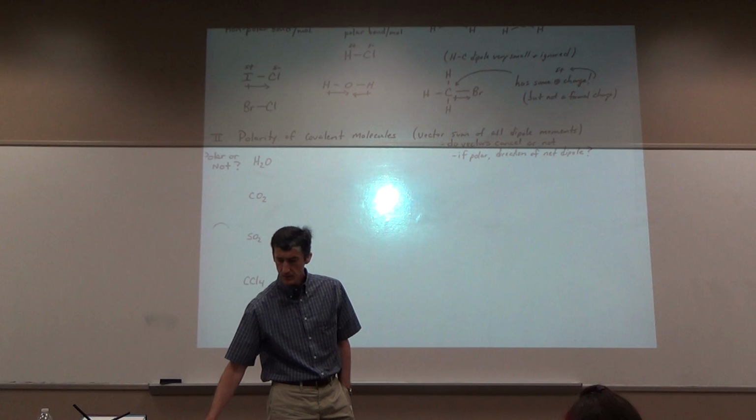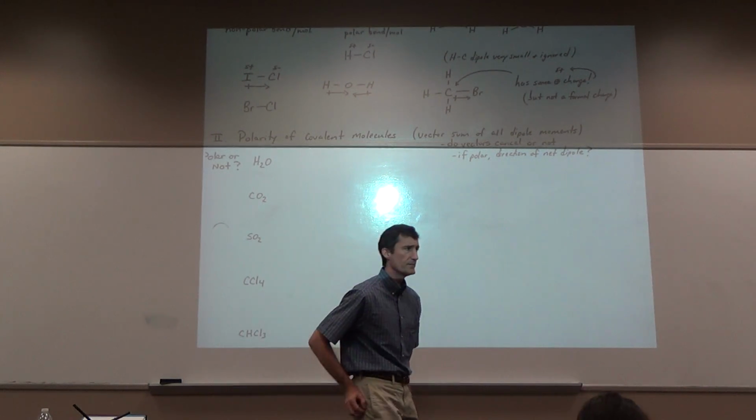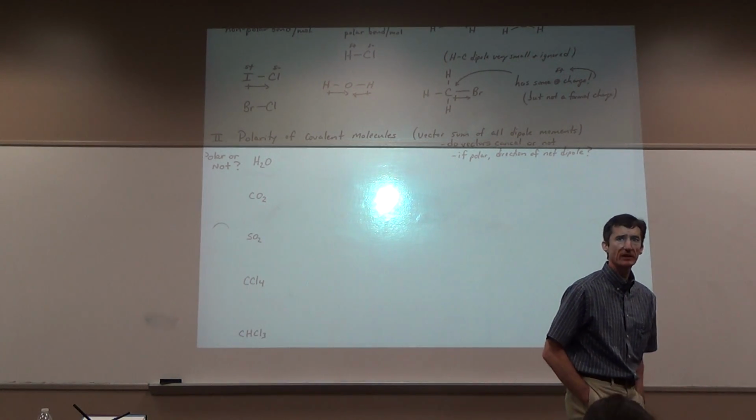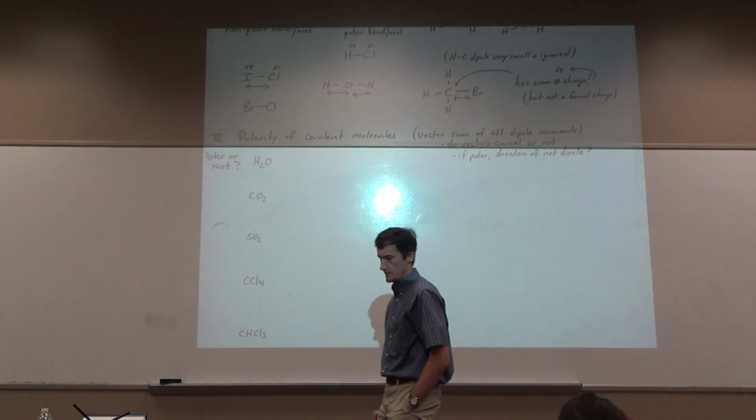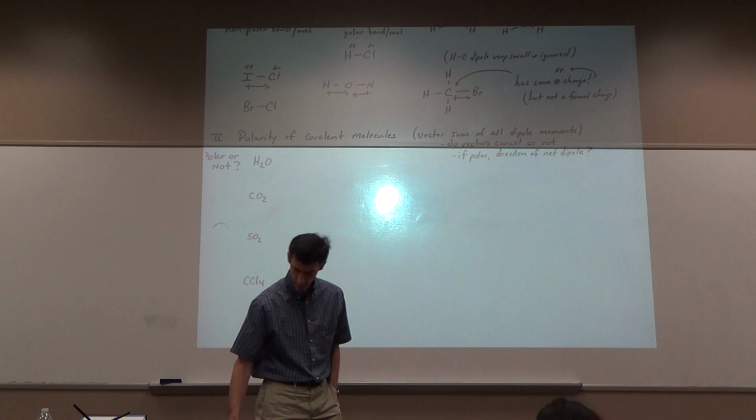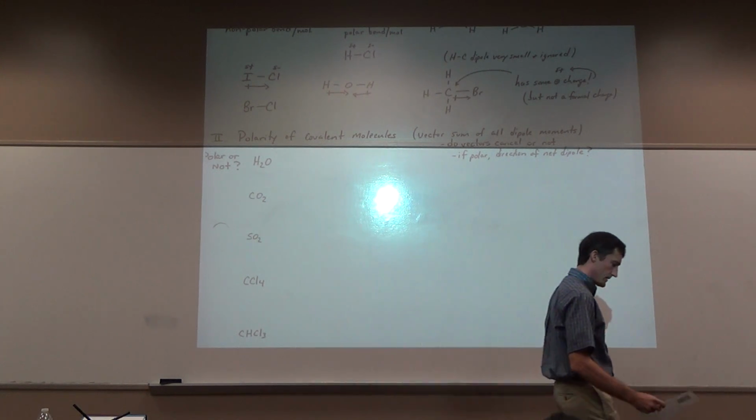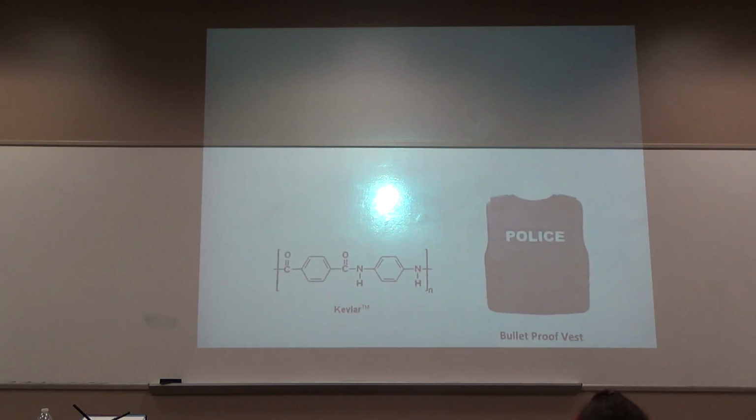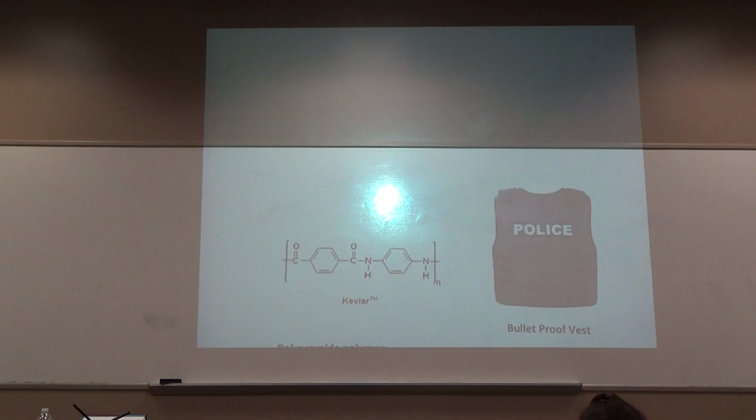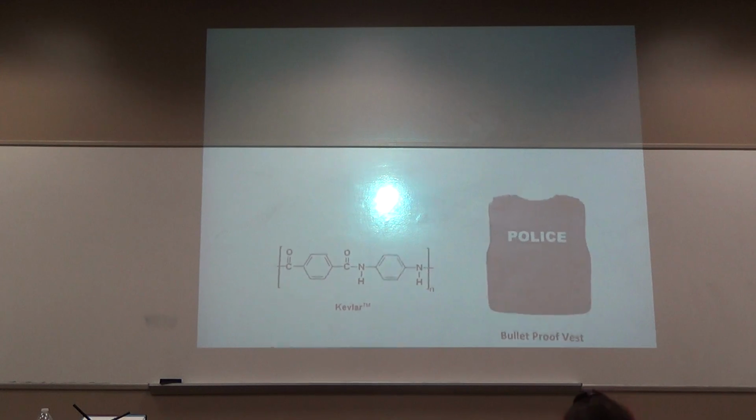Understanding what type of electrons a compound has, pi electrons versus sigma electrons. Today we might look at yellow Kevlar, make a bulletproof vest out of.